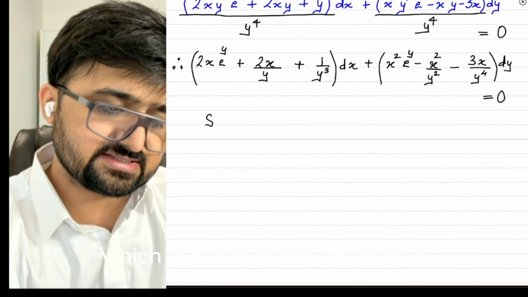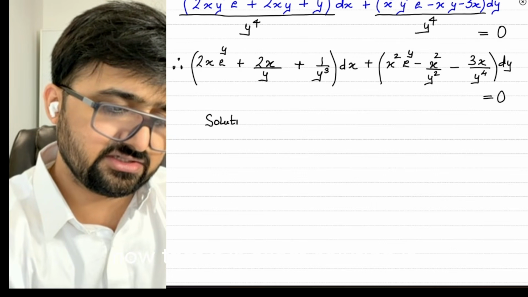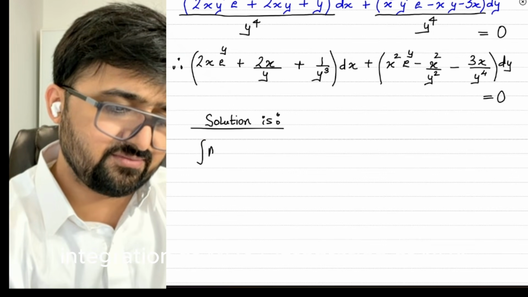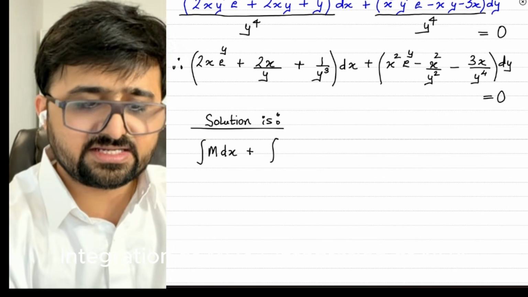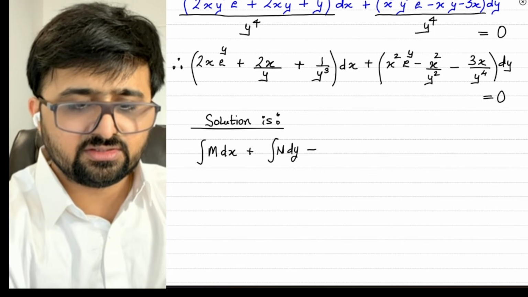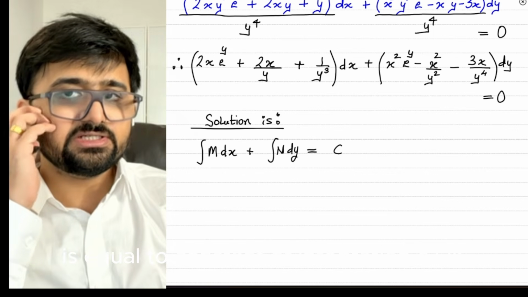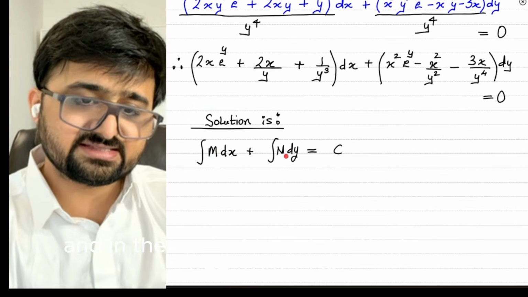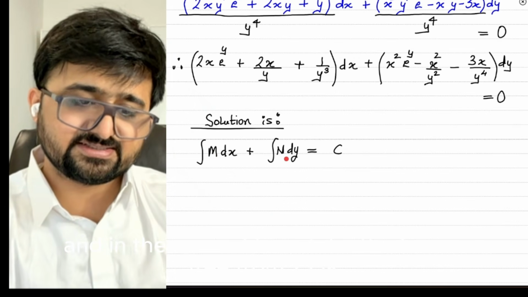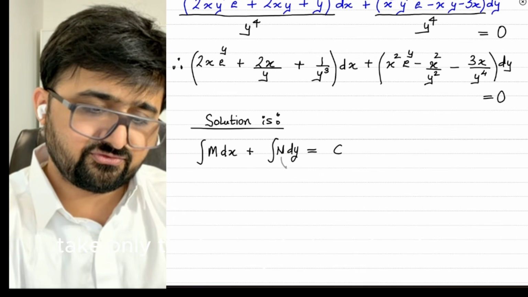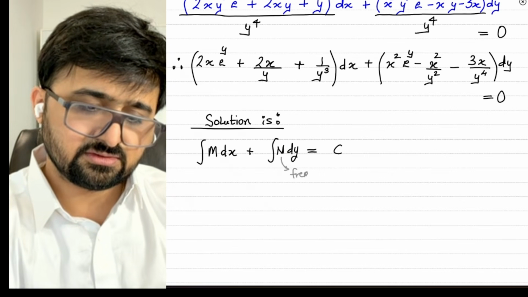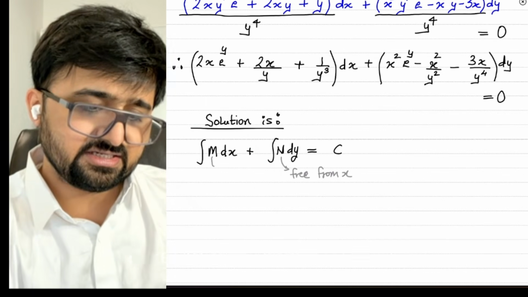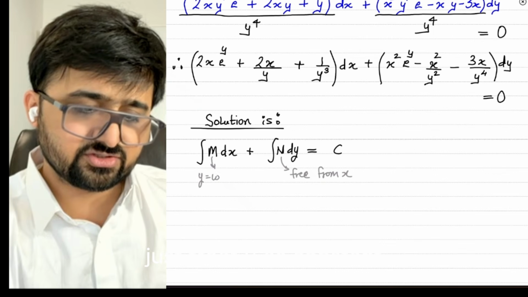That's our differential equation, which is exact. So the solution is, now that it is exact, integration of M dx plus integration of N dy is equal to constant of integration c. Remember that in the first term we have to keep y as constant, and in the second term take only the terms free from x, because we are integrating with respect to y. And here, with respect to x, just treat y as constant.